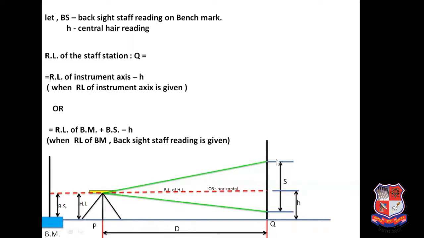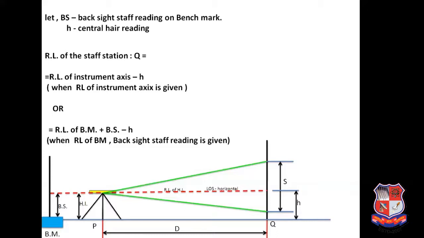This capital S is my staff intercept, and this is my small h, that is the vertical distance between the ground station and the horizontal central ray. Means in mathematical language, h is the central staff reading. So BS is the backside staff reading on the benchmark when the staff is held vertically on the benchmark. Small h is my central staff reading.